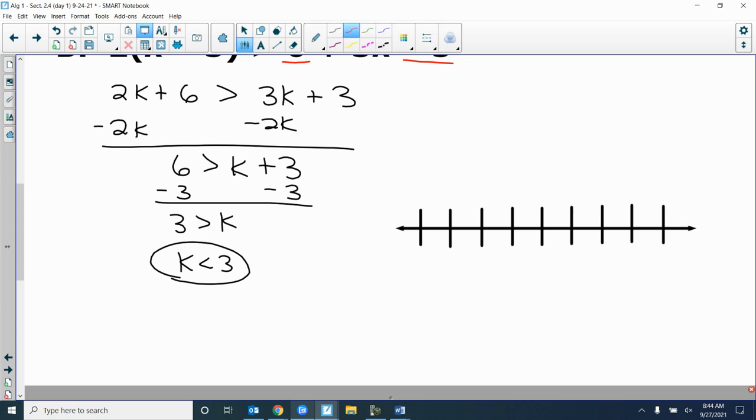Okay, so what do we got? 3, 4, 2. What kind of circle, guys? K is less than 3. Open. Okay, since my variable is on the left, that's the way I'm going on the number line. Does that make sense? I know you guys have heard this. I just want to say it again.